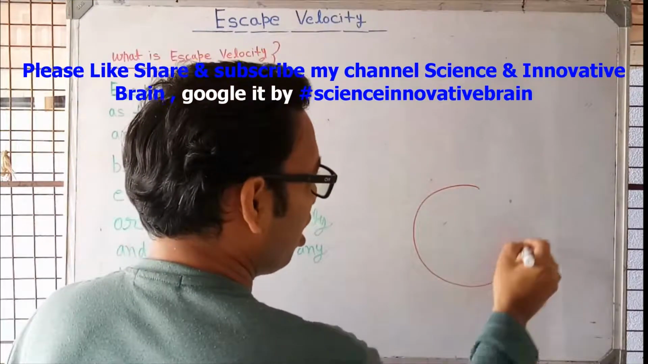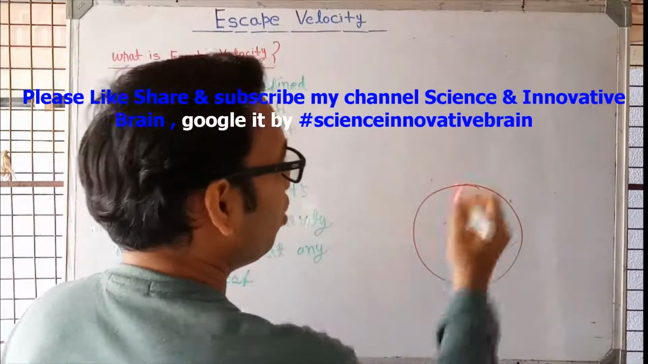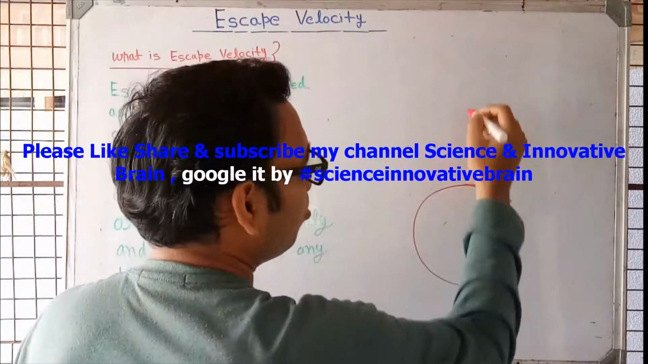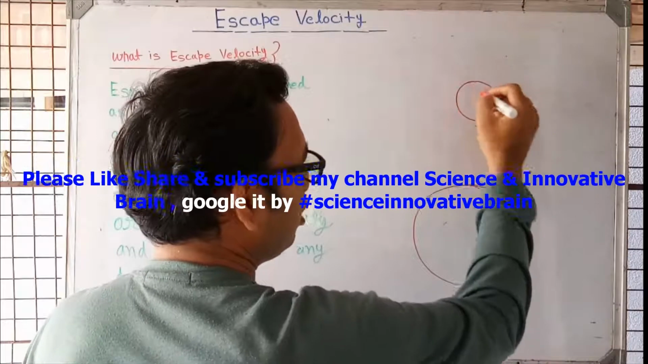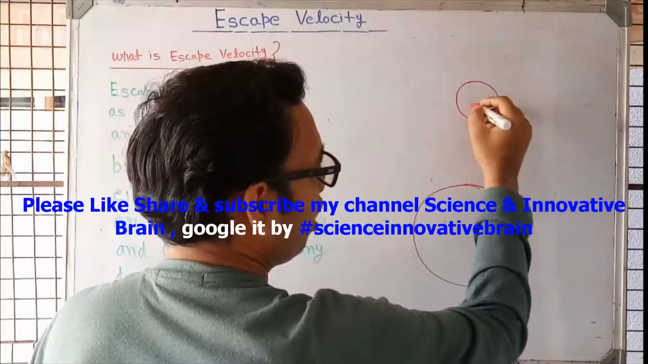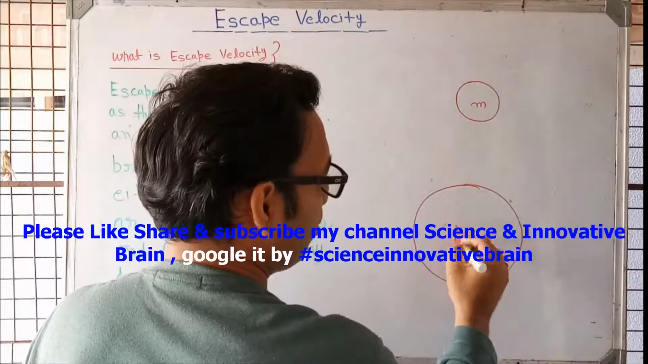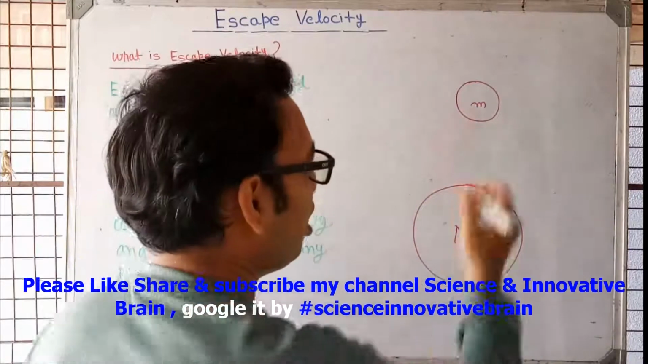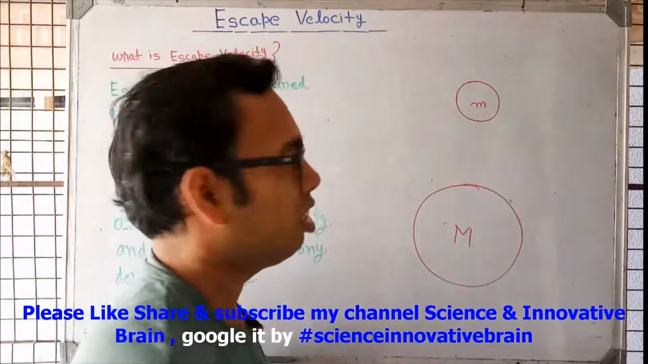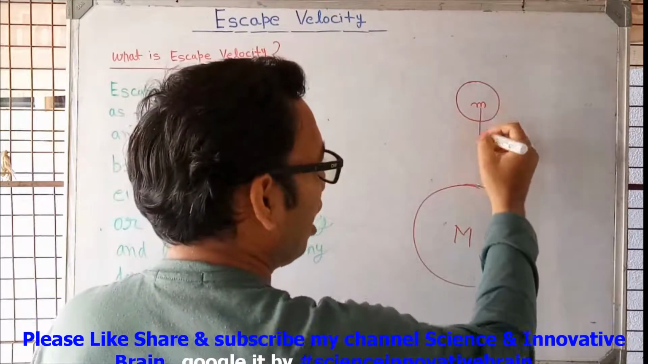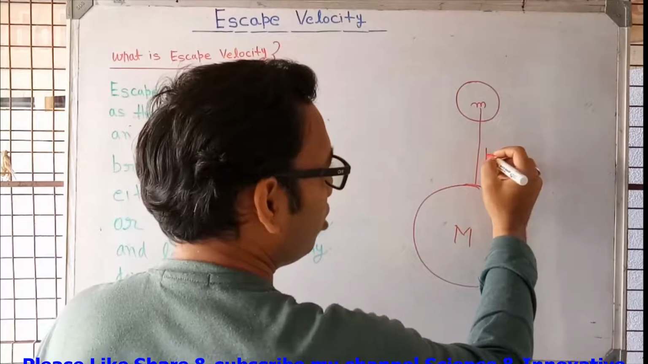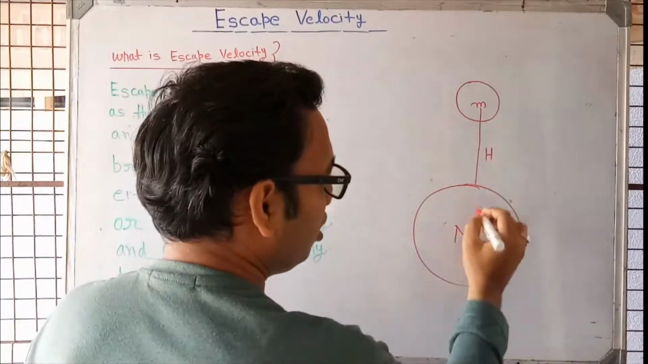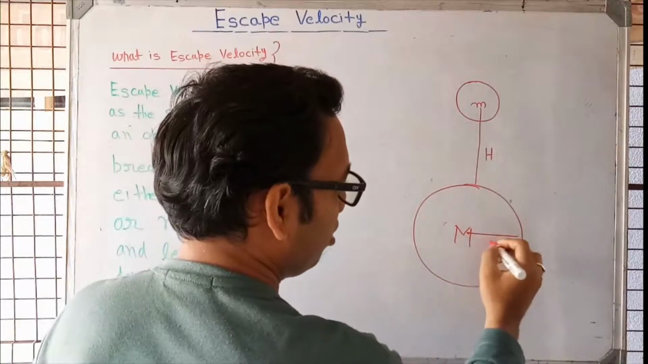you can say this is our earth and one more mass is there. Let us assume this mass is small m, and this is capital M, the earth mass. This is any other object, and it is kept at height h, and the radius of the earth is capital R.